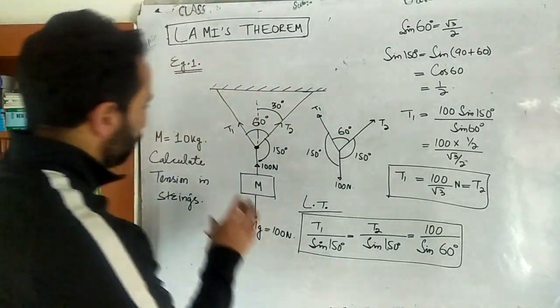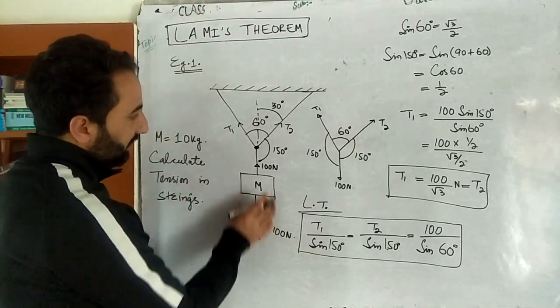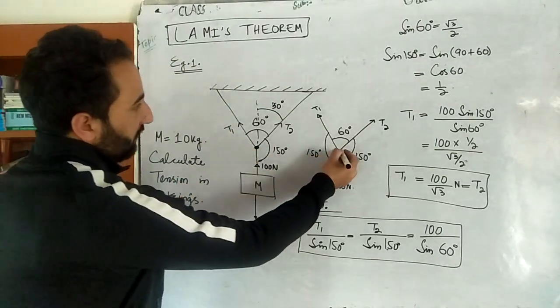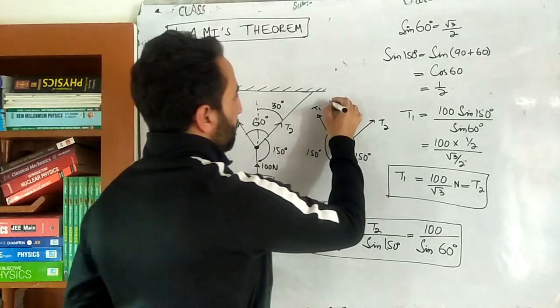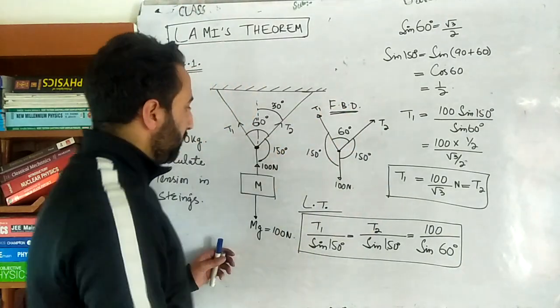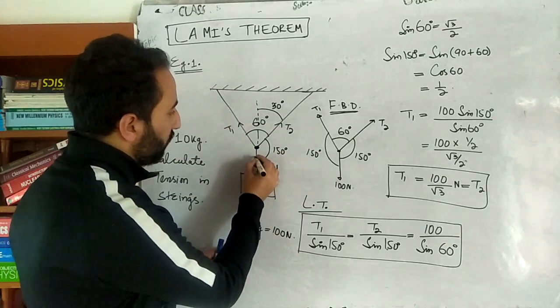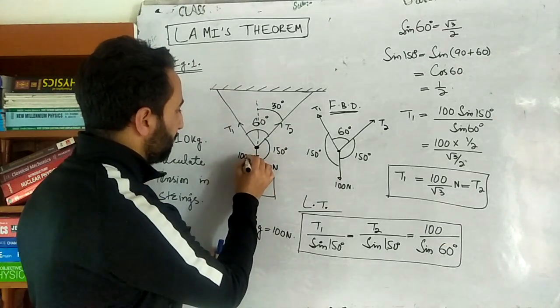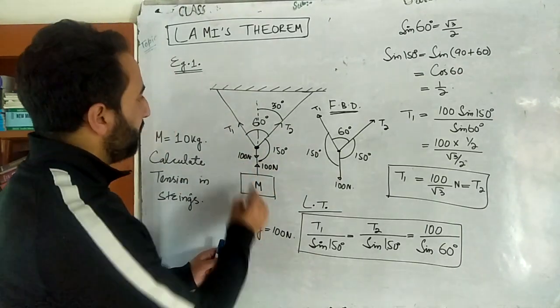Done. Simply what you have to do is this. Now pay attention, beta. This is 100. Use Lami's theorem here. Construct a free body diagram. So this is the free body diagram, FBD. And this will not be downwards 100. This 100, so downwards will also be 100. It's one and the same thing. Okay, so downwards will be 100 Newton.